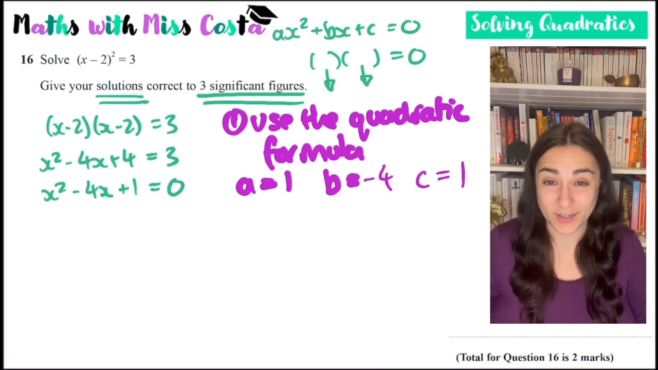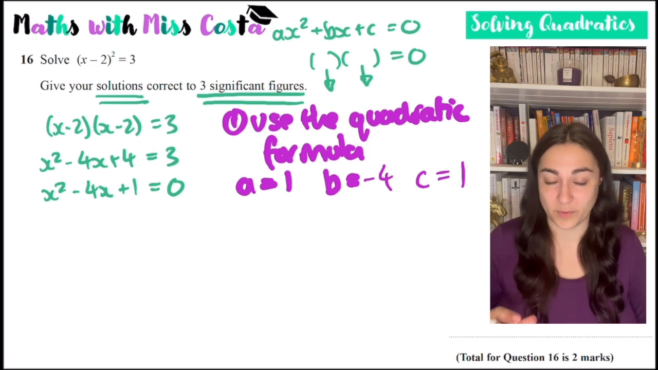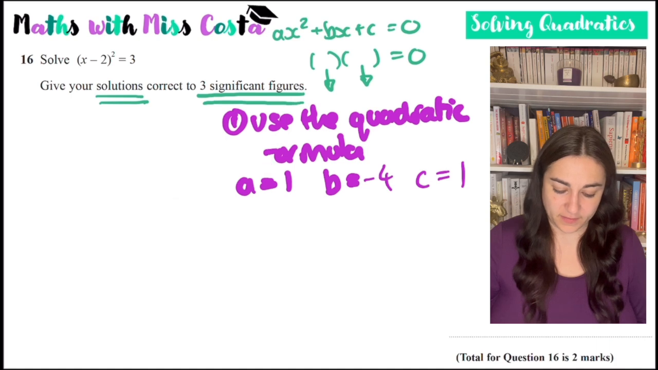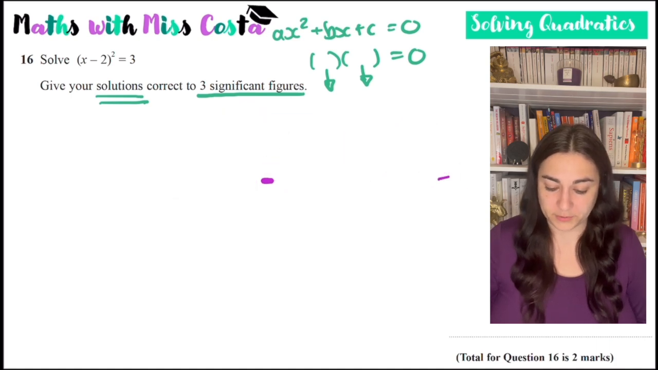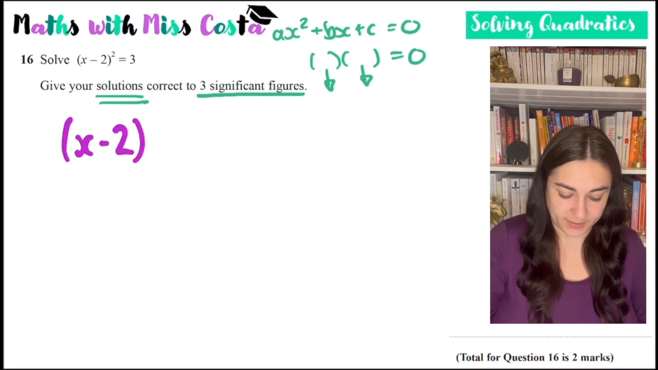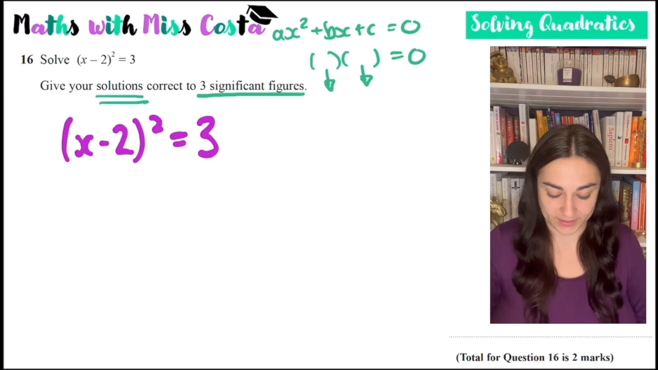Or you just solve it, and because it's a calculator paper, you can deal with surds. So let's have a look at the solving it method. Nothing wrong with the quadratic formula, I'm just going to show you another way. So I know that (x − 2)² is 3. To solve anything, I just want to get x on its own.